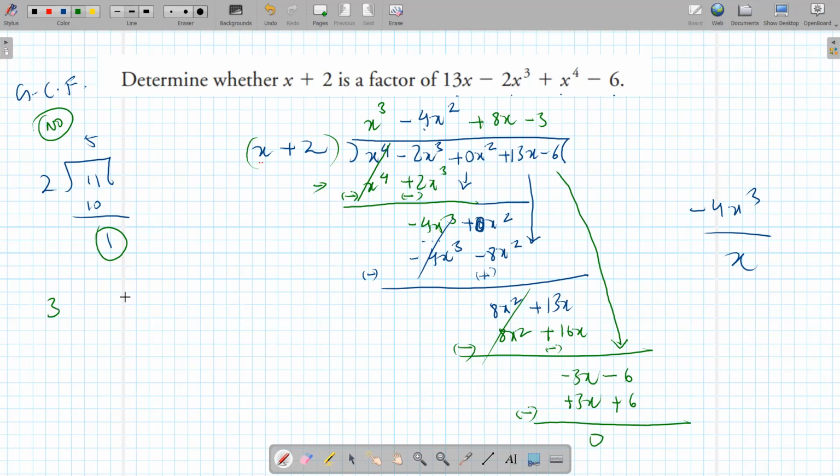Is 3 a factor of 9? Yes. Is 4 a factor of 36? Yes. Is 4 a factor of 37? No. Is x plus 2 a factor of this guy? Look at the remainder. It is? Exactly. It is a factor. The remainder is 0. It is a factor. If it's not 0, it's not a factor.